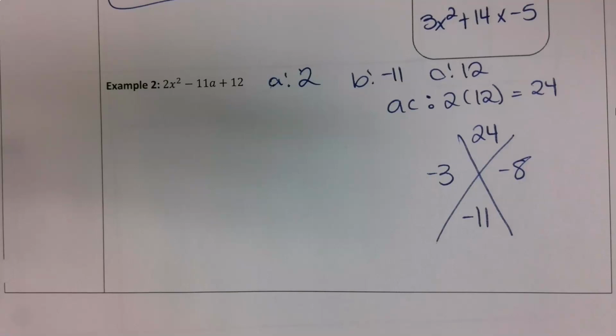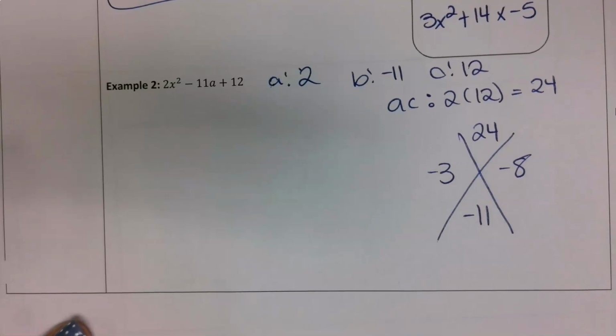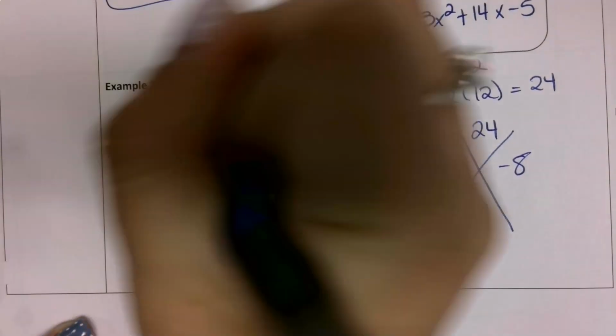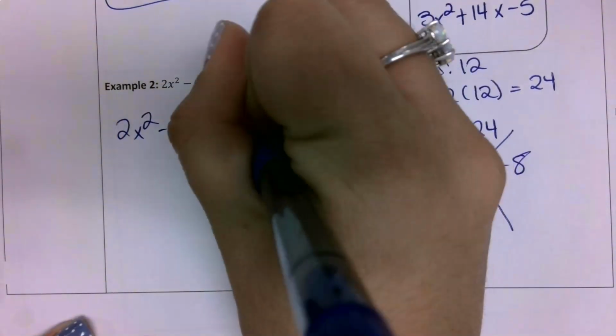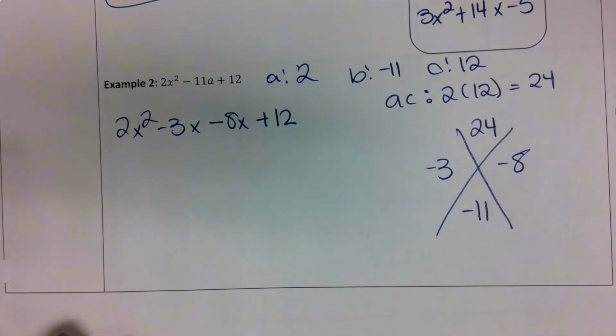Then what do I want to do? Not put them together. We already found that. That was negative 3 and negative 8. So I want to split up the middle, not put it together. So it's 2x squared minus 3x minus 8x plus 12. Oh, that is a typo. That should be an x.